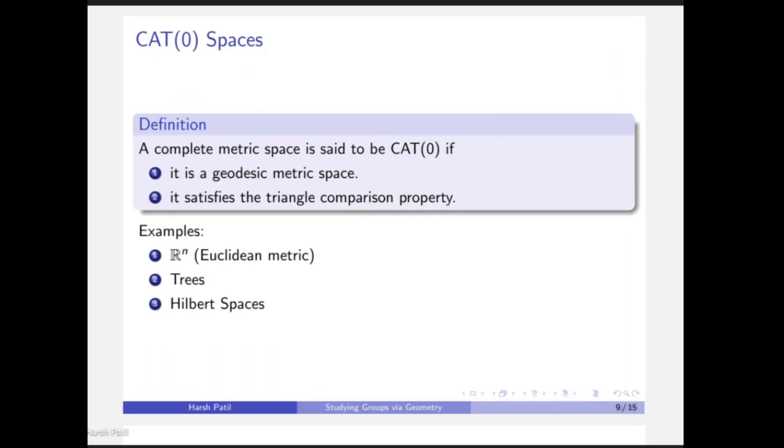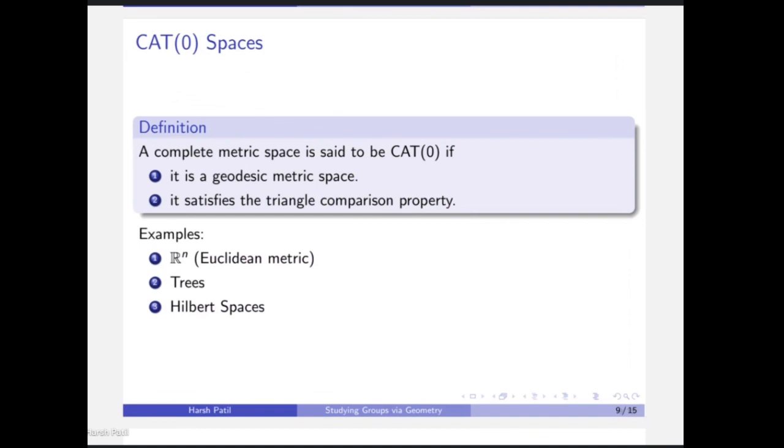They're called CAT(0) spaces, and so why CAT? It's an abbreviation for Cartan, Alexandrov, and Toponogov. These are mathematicians who started the study of these metric spaces. So a complete metric space is said to be CAT(0) if, one, it is a geodesic metric space.